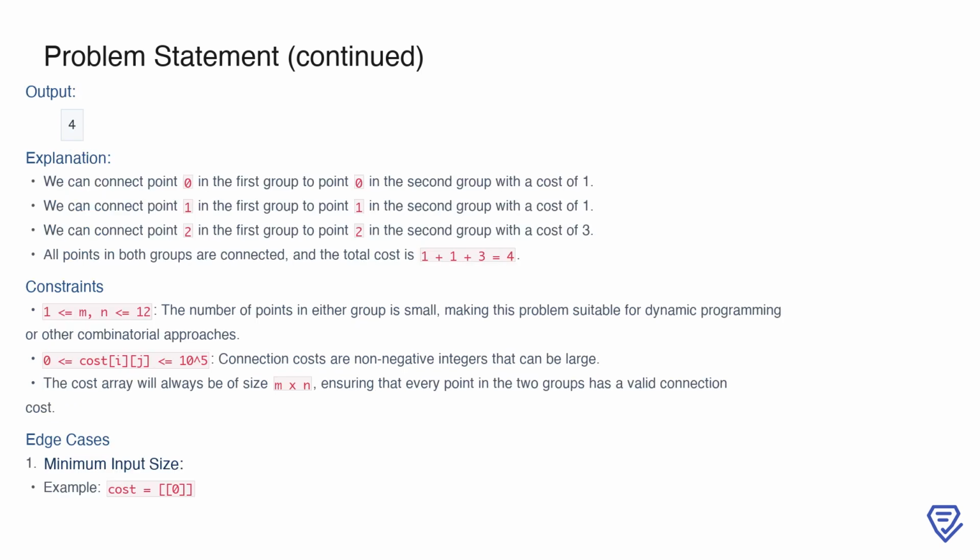Now, let's examine another example where the cost matrix is a 3x3 grid, given as [[1, 3, 5], [4, 1, 1], [1, 5, 3]]. In this case, we can achieve the minimum cost of 4 by carefully selecting connections. Point 0 in the first group connects to point 0 in the second group at a cost of 1, point 1 in the first group connects to point 1 in the second group at a cost of 1, and point 2 in the first group connects to point 2 in the second group at a cost of 3. By summing up these connection costs 1, 1, and 3, we get a total of 4. This solution ensures that all points in both groups are connected while minimizing the cost.